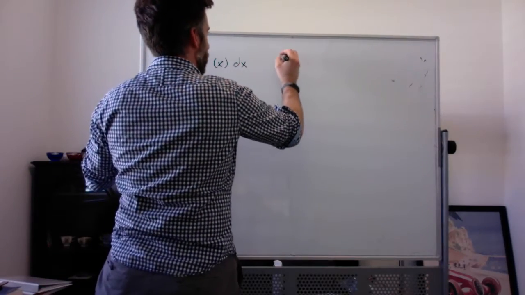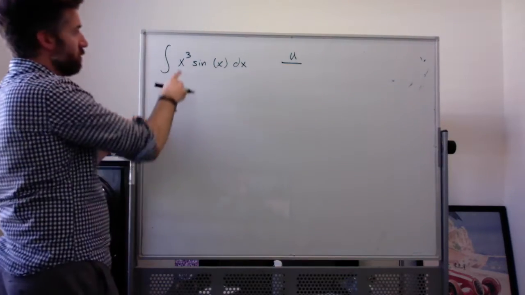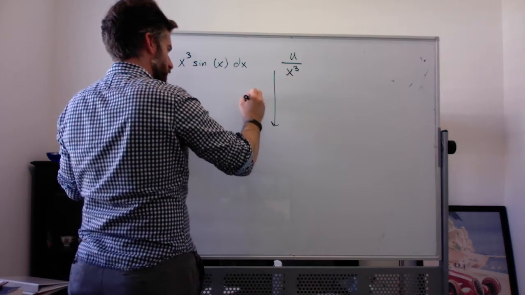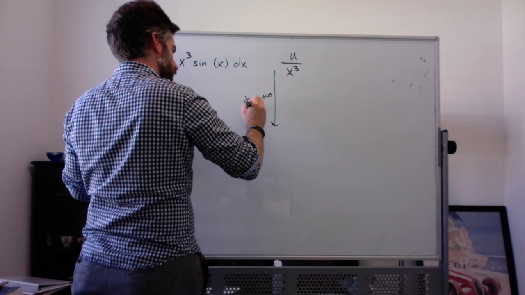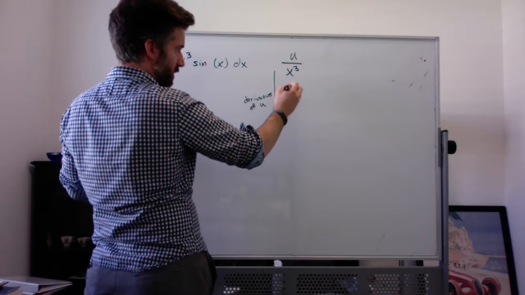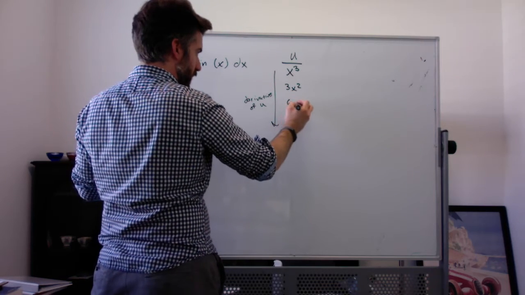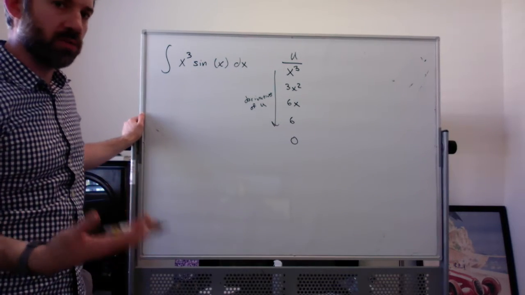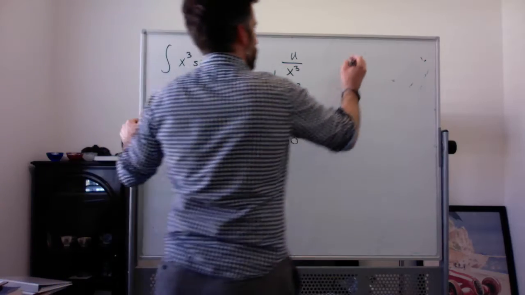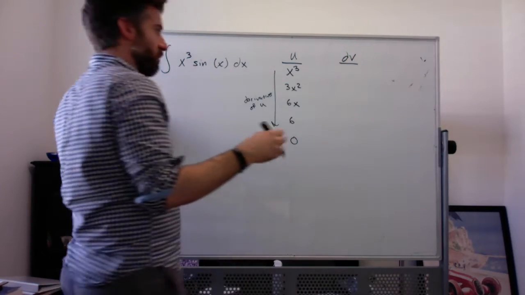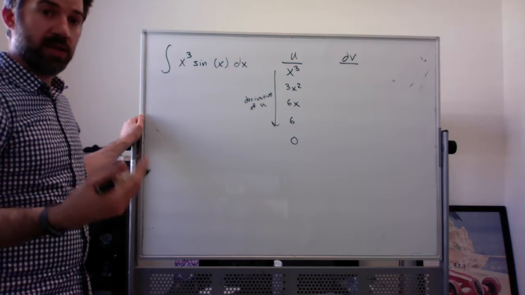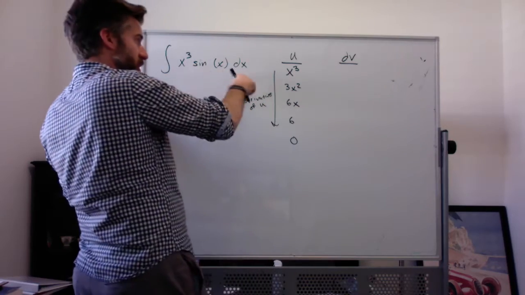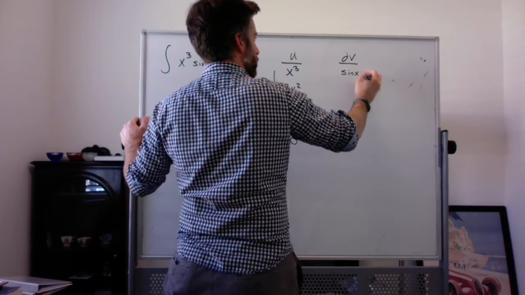This is called the tabular method. So u is the u thing, and then you write all the derivatives. So the derivatives of x cubed are 3x squared, 6x, 6, and 0. If you don't get to 0, it means you shouldn't be using tabular. The only choice you should ever make when using tabular is x to a positive integer power, like 3 or 7 or 19. dv, I'm still making the same choice, it's sine of x.